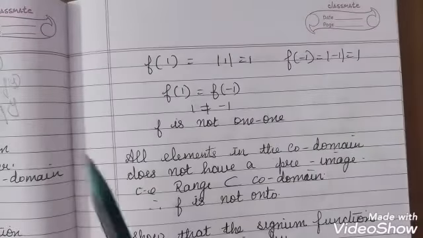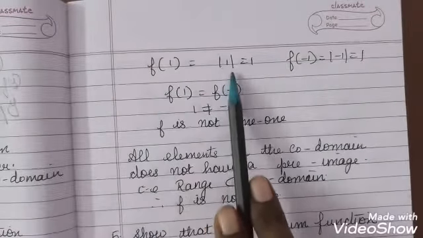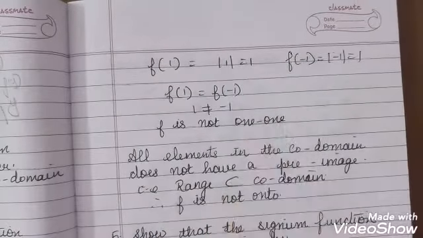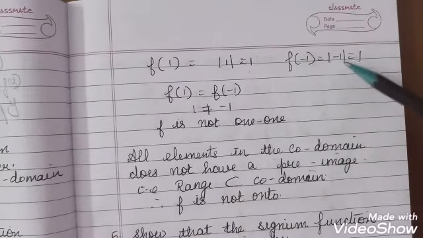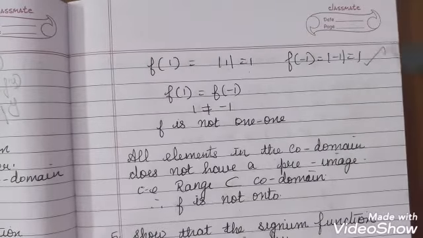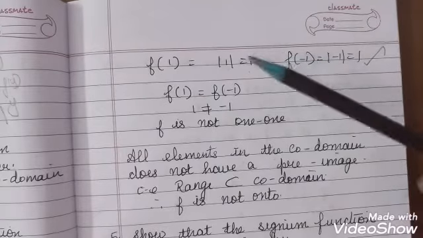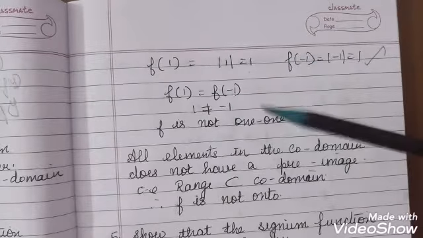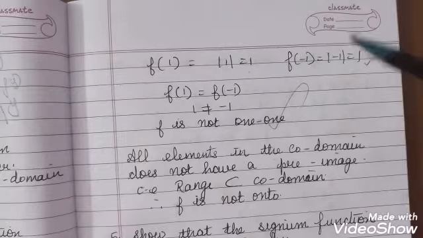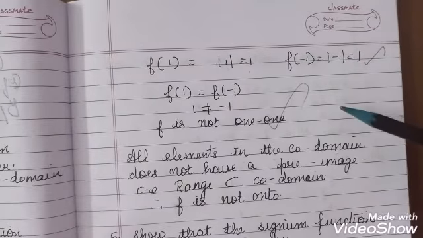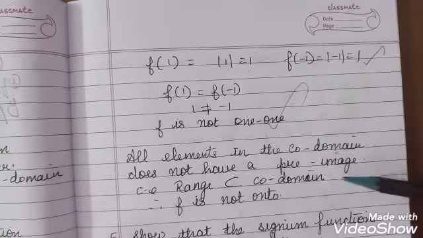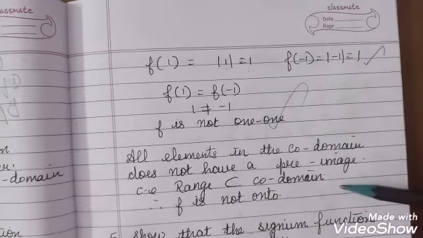So here we see how we have done this. If f of 1 is equal to mod 1, that is equal to 1. F of minus 1 is equal to mod of minus 1, that is also equal to 1. So if f of 1 is equal to f of minus 1, what will you get here? 1 is not equal to minus 1, and therefore f is not 1 to 1. So all the elements in the codomain do not have a pre-image. That is, your range is a subset of the codomain, and therefore f is not onto. Okay, this is over.